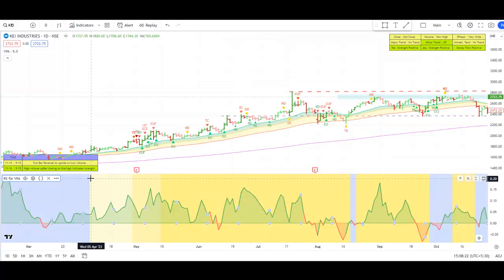I hope you will find this indicator quite useful. I find it quite useful, and it'll help you to better understand the movement of the stocks.